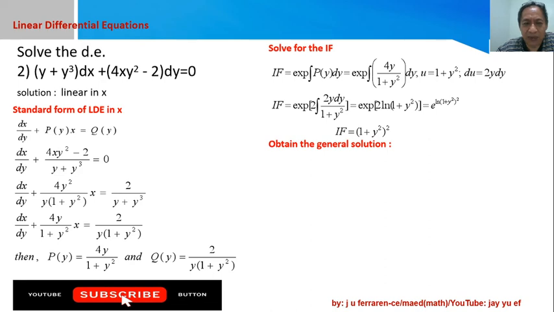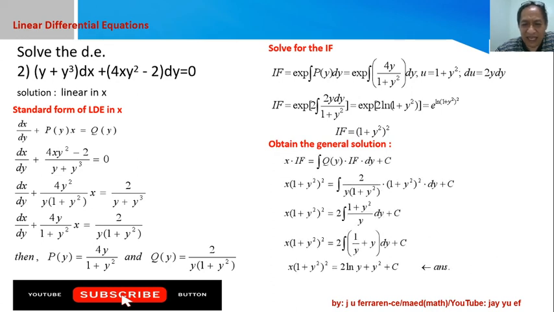Is it in y or x? Linear in x, so it is x times the IF equal to the integral of the q of y times the IF dy plus c. Okay, so this is the formula, and we substitute what we obtained: the IF, x being linear in x, and that's equal to the q of y. Where is your q of y? This one. Okay, so that is 2 over 1 plus y squared, and then the IF. The variable of integration is y.